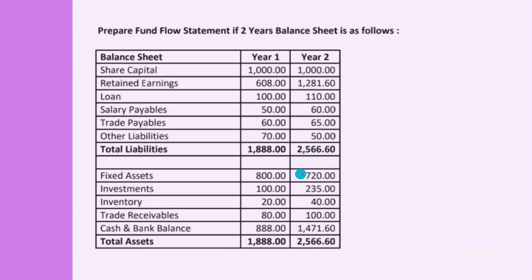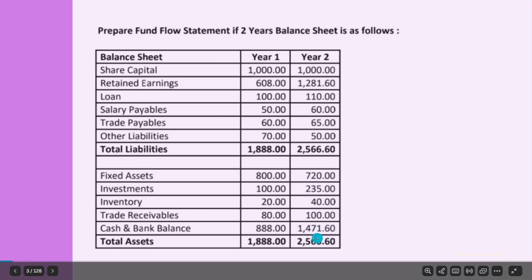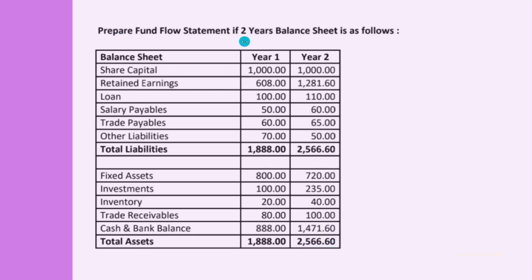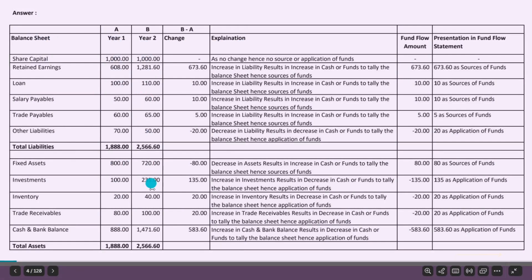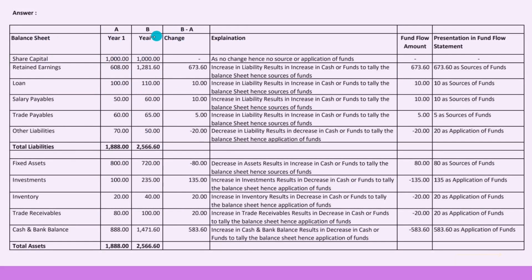On the asset side, fixed asset is 720, investment is 235, inventory is 40, trade receivable is 100, cash and bank balance is 1471.60, and total assets is 2566.60. And we have to prepare the fund flow statement. So let us prepare a table where you will write the year 1 balance sheet here and the year 2 balance sheet here, and you will take the difference between the two balance sheet dates, that is B minus A.